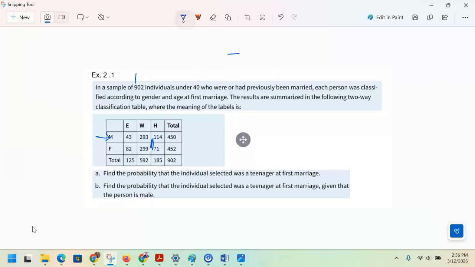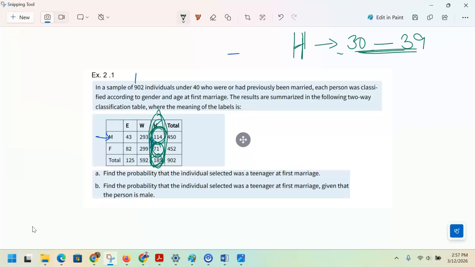the third column stands for, so what is this? Actually, this will help us find the conditional probability from the question. But it is really important to understand each one of these. So H stands for those who got married for the first time from the age 30 to 39. This one says 114 males got married, and only a few got married in their 30s. That's what that means. And altogether 125.